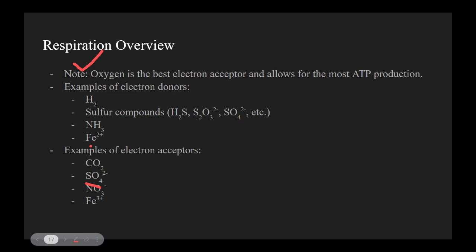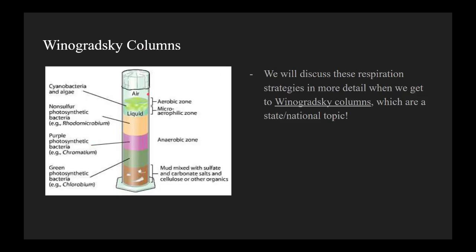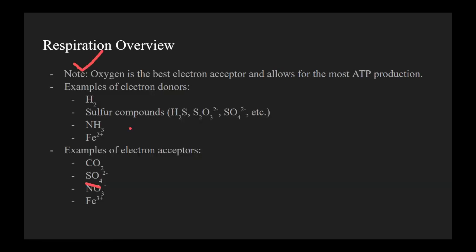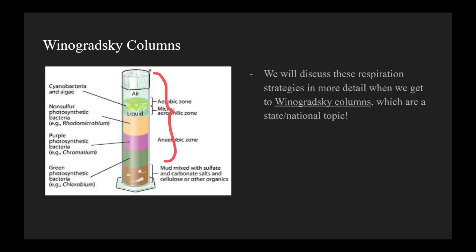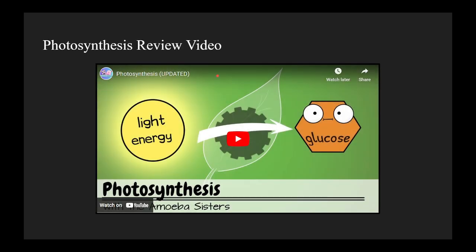And we'll discuss, right, there's this thing called Winogradsky columns. It's where you can grow a ton of different types of microbes that use all of these different types of metabolism styles in one kind of container. And we'll discuss that more as we get on to the later topics. And then, okay, now let's move on to photosynthesis.